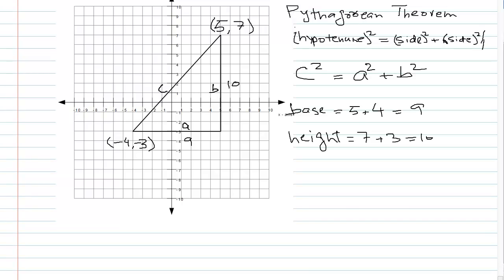So according to the formula, C squared equals A squared plus B squared. All we have to do now is plug in the numbers for A and B, square them, and we'll get the value for C squared. And once we take the square root of C squared, we will get the length of C.